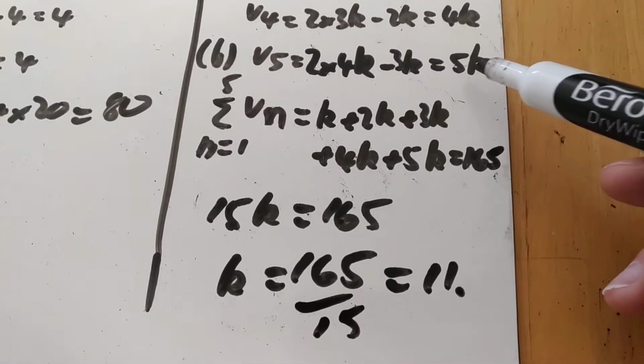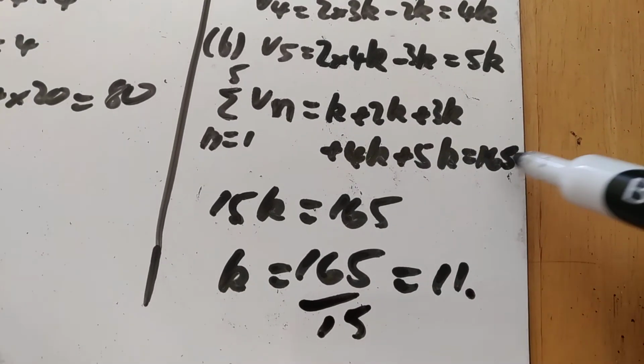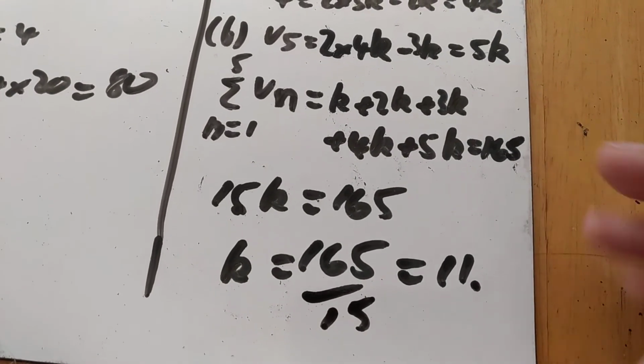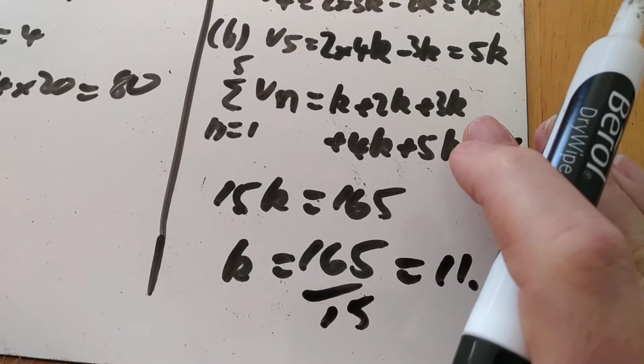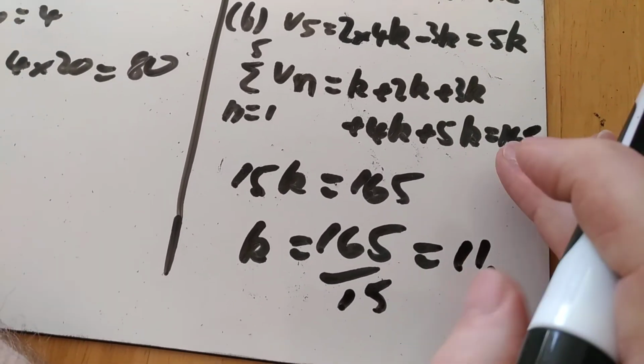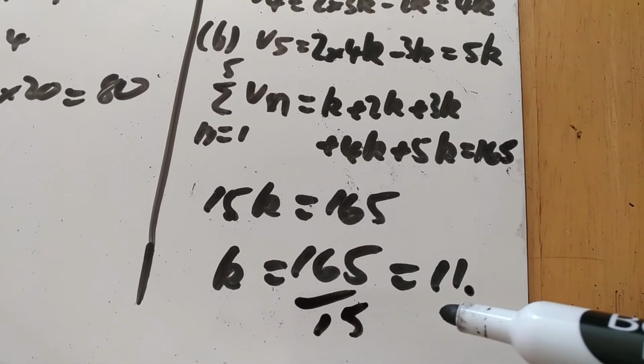So a mark for finding the fifth one, a mark for setting up the equation. You must have the equals 165 there. It's no point having an expression without seeing the equals 165. So do it as early as you can, and then solve it for your last mark.